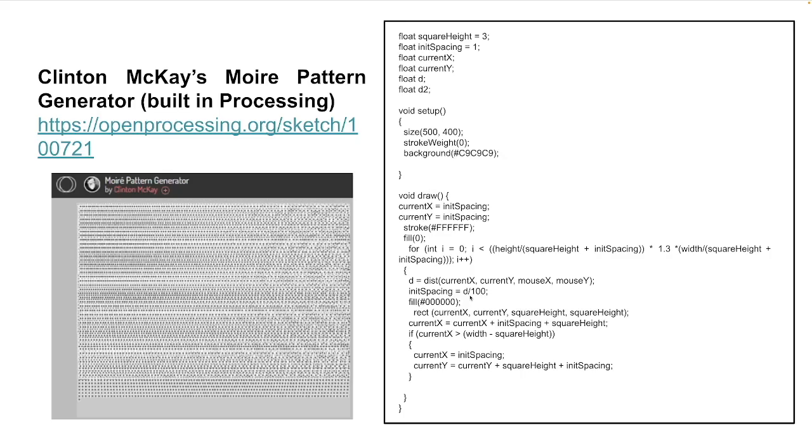This is an example of a demo that's built in Processing. This is Clinton McKay's work on Moire pattern generation, where he uses a fairly simple, fairly small amount of code to generate these complex Moire patterns.